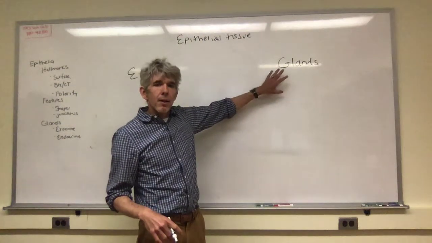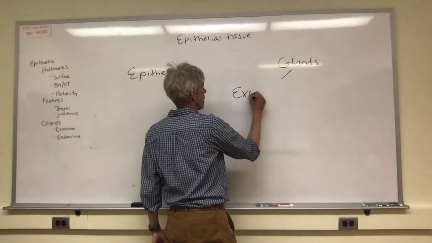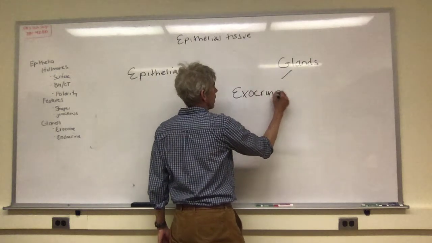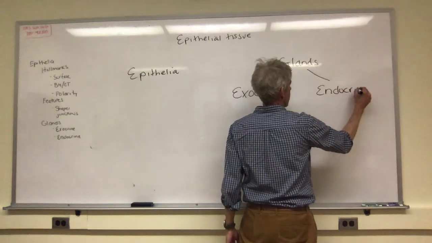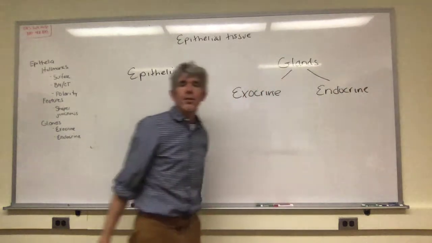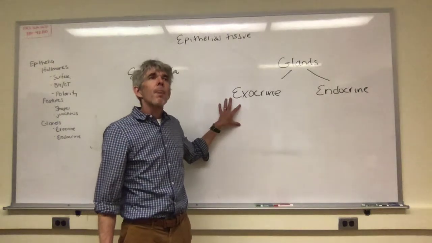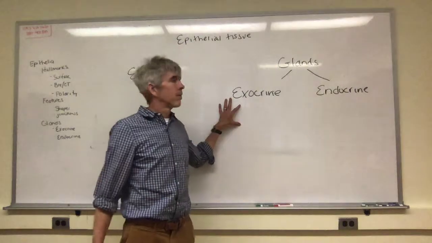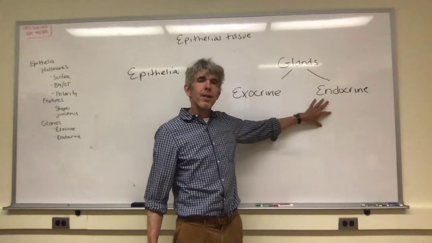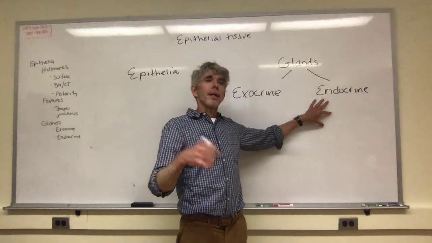And there are two types of glands. You've got exocrine and endocrine. And this distinction is very, very important. Exocrine is the secretion of molecules onto a surface. Endocrine is the secretion of signaling molecules into the blood.